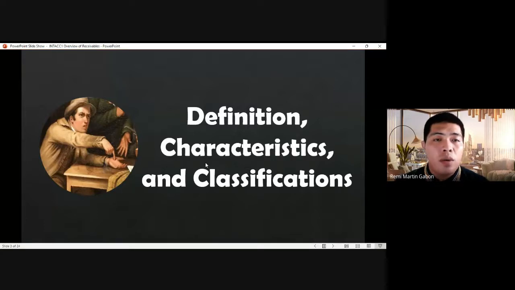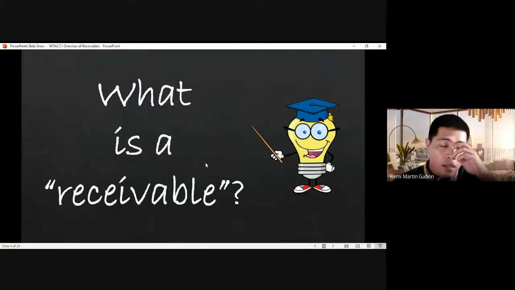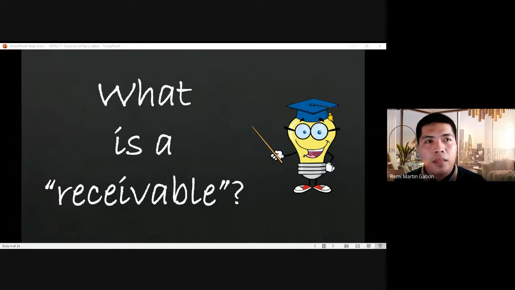we answer the question, what is a receivable? Can anyone guess or make a hunch kung ano yung word na can be associated with the term receivable? I know you are familiar with receivable, but to further understand the term, you can associate it with other, more simpler terms for receivable.